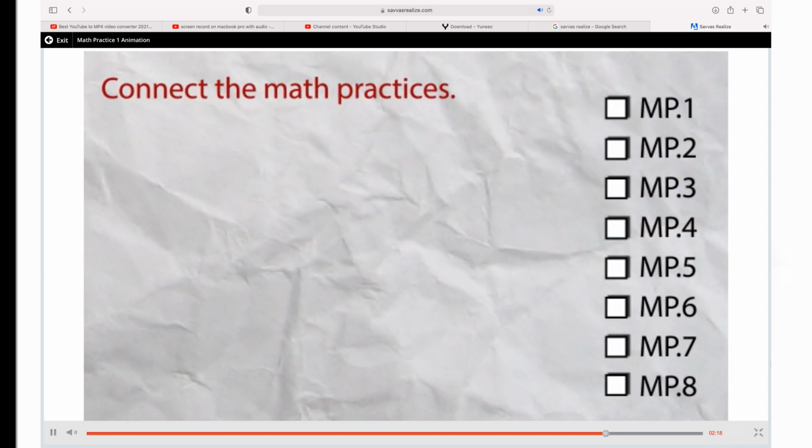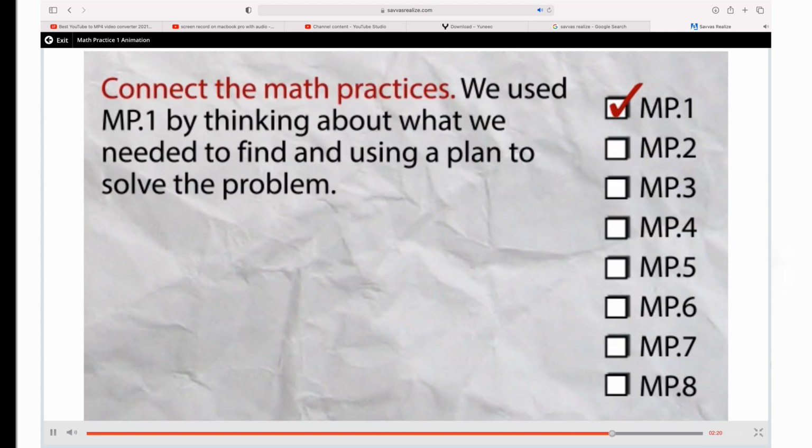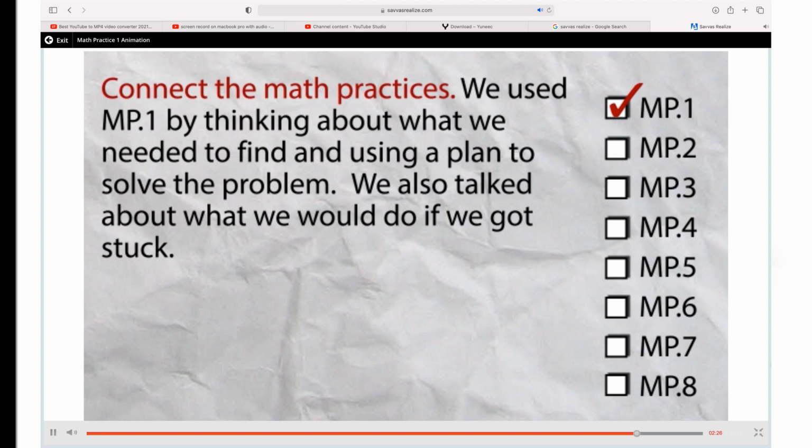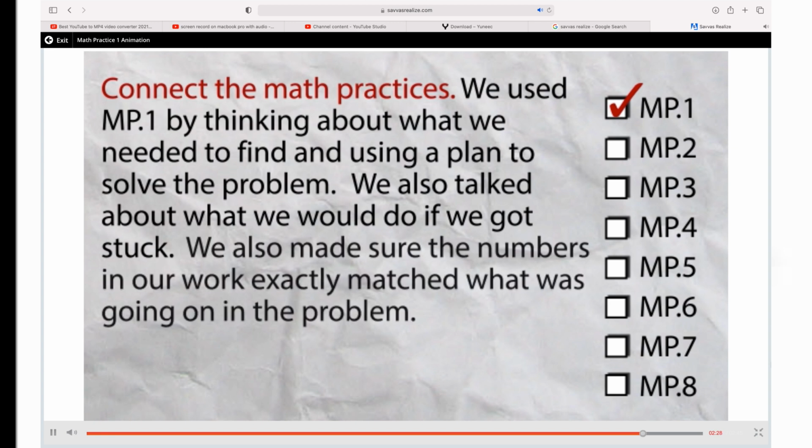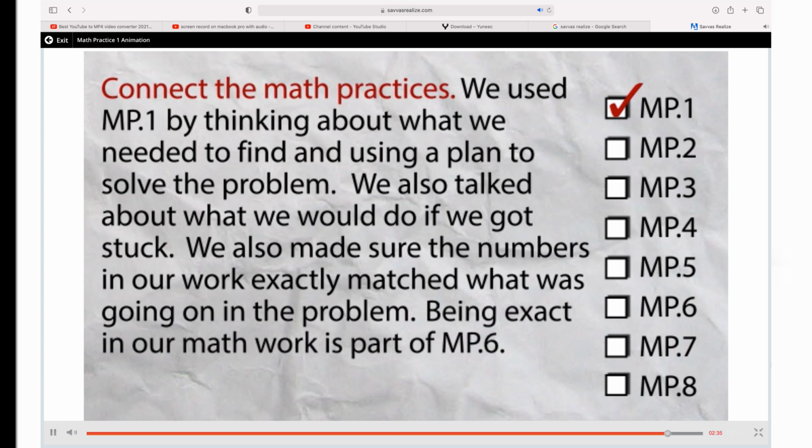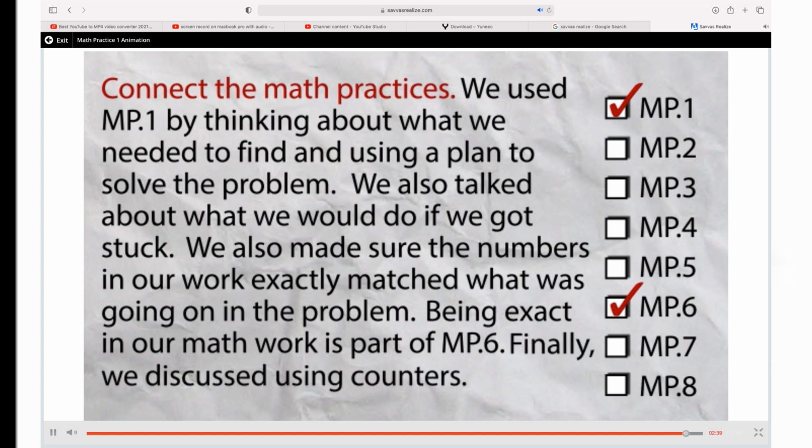Connect the math practices. We used MP1 by thinking about what we needed to find and using a plan to solve the problem. We also talked about what we would do if we got stuck. We also made sure the numbers in our work exactly matched what was going on in the problem. Being exact in our math work is part of MP6. Finally, we discussed using counters. Using tools like counters is MP5.